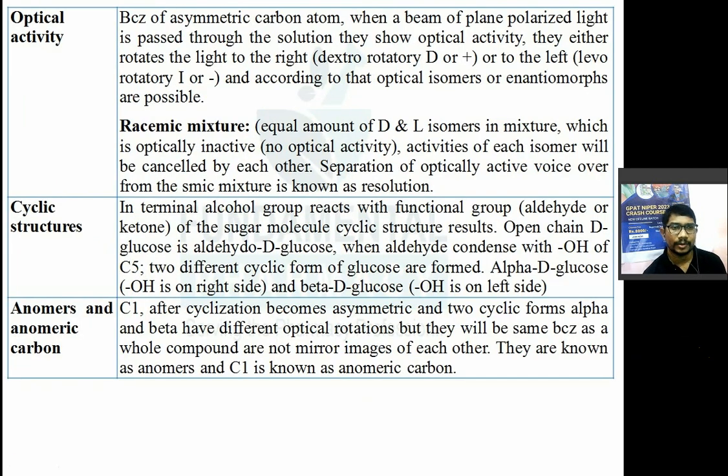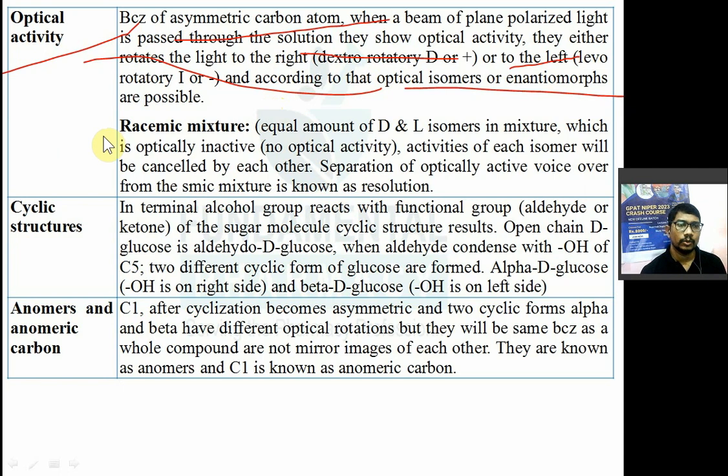Now optical activity. As you know, sugars have asymmetric carbon atoms, so they are optically active. Because of the asymmetric carbon atom, when a beam of plane polarized light is passed through a solution of sugar, they will show optical activity. They will either rotate the plane polarized light to the right, then it is known as dextrorotary, or to the left, then it is known as levorotary. Dextro is denoted by D or plus, levo is denoted by L or minus, according to their optical isomers or enantiomers. Optical isomers are also known as enantiomers.